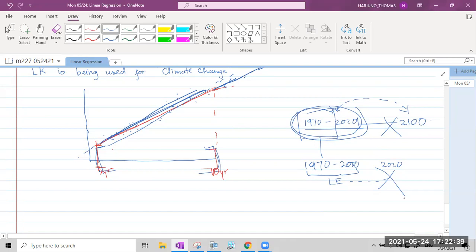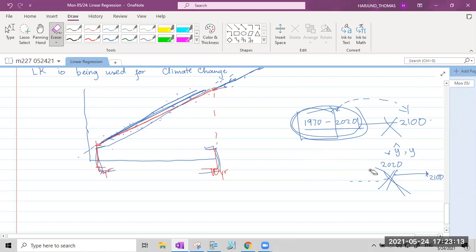Using your own data against your own data. Use your own data to create the linear regression, and using this linear regression, see what happened in 2020. What is your Y hat compared to your Y in 2020? The temperature, let's say. You will see it's already off. If that's the case, what makes you think that in 2100 it will be accurate? No, it's not. There could be another model.